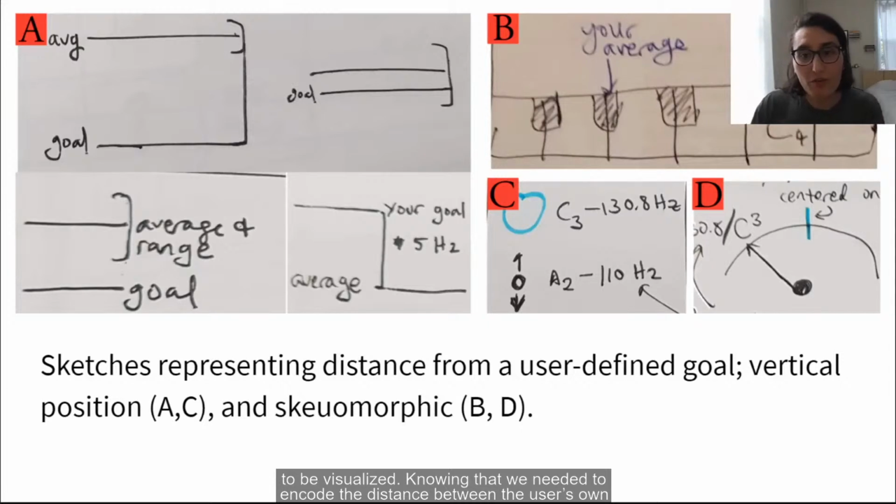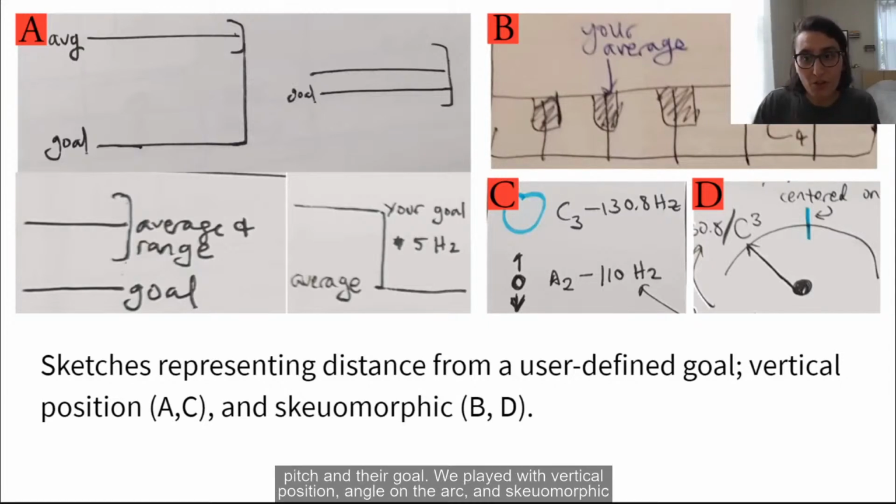Knowing that we needed to encode the distance between the user's own pitch and their goal, we played with vertical position, angle on the arc, and skeuomorphic visualizations that represent real-world objects, here a piano and a gauge. We then explored the usability of these designs through several rounds of user testing.